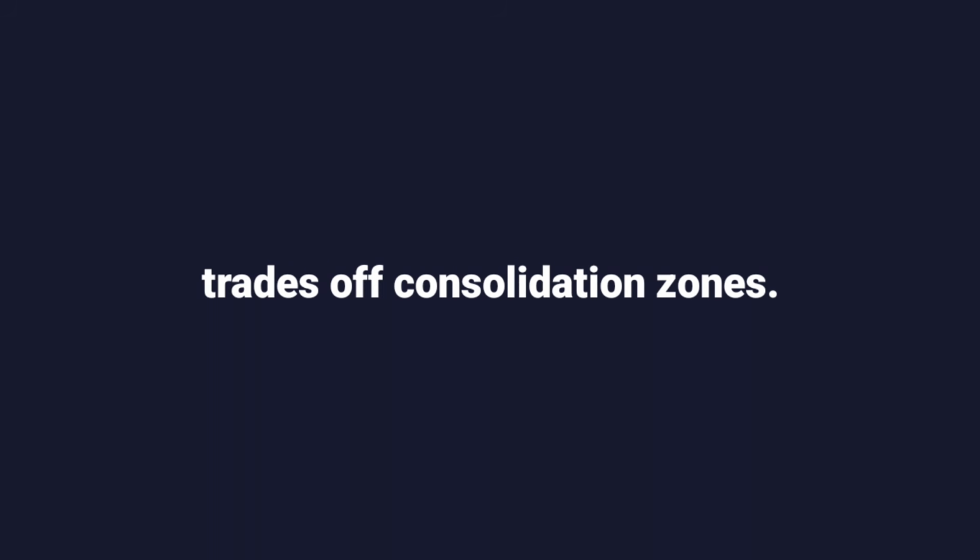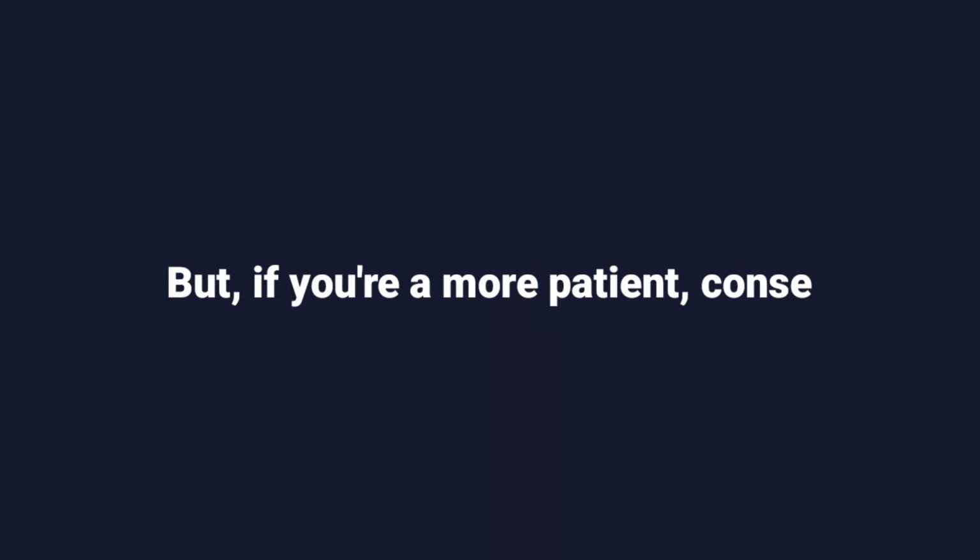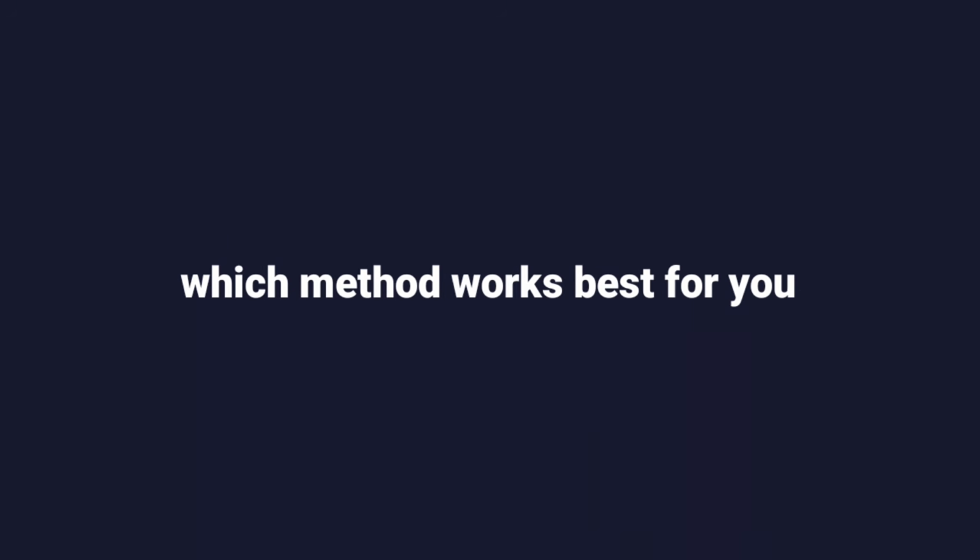Yeah, I mean guys, these are two of the finest methods you can apply to take trades off consolidation zones, in my opinion. And depending on what type of trader you are, this will determine which method suits your trading style. If you're a more aggressive, impulsive trader, the first method, breakouts, would suit you better. But if you're a more patient, conservative trader, the second method, break and retest, will probably suit you better. And if you're unsure, try both. Go and backtest, trade in real time. That's the only way you're gonna know which method works best for you.